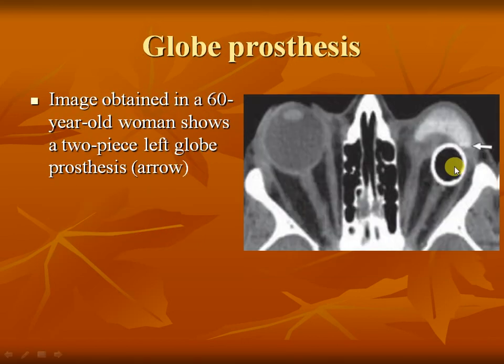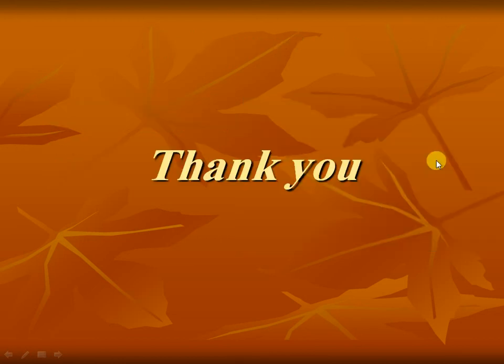Okay. This is a globe prosthesis. This is a two-piece globe prosthesis. Enucleation, removal of the eye globe, and two-piece globe prosthesis. This is the first piece and this is the second piece. Okay? And that's it. Thank you.